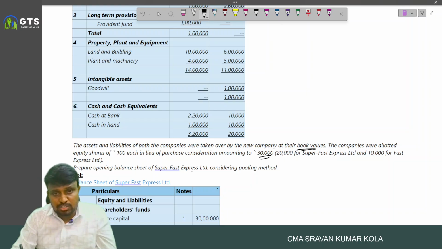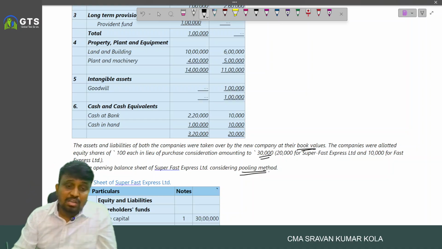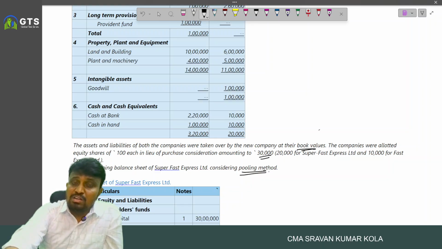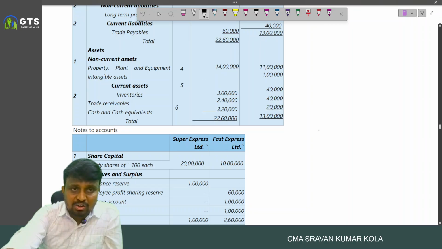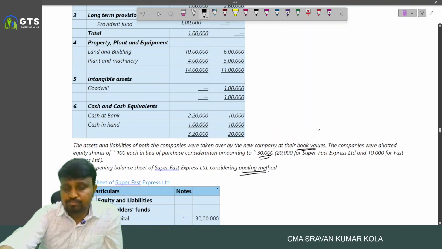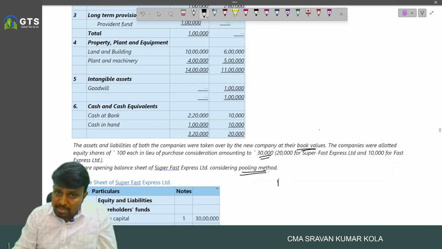And prepare the opening balance sheet of Superfast, considering the pooling of interest method. Here the purchase consideration was already stated. So first of all, in case of pooling of interest method, we have to transfer each and everything on a line by line basis. And at the same time, PC is compared with share capital.